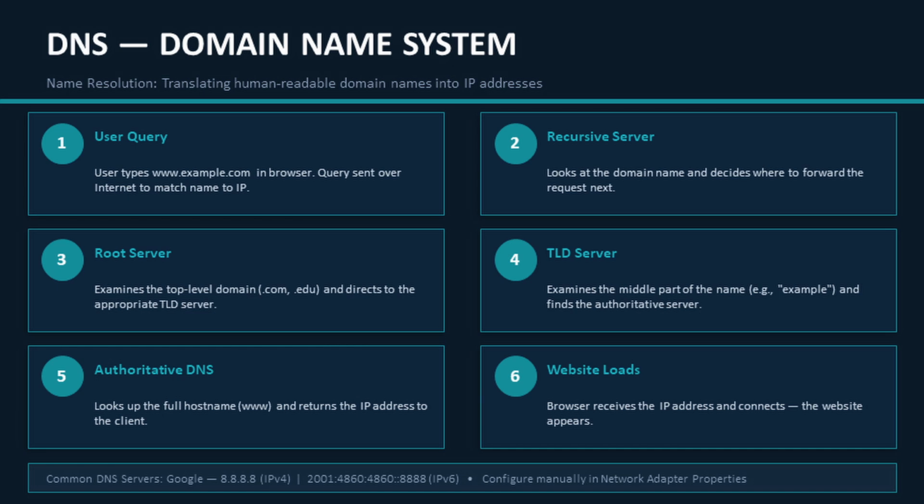Common DNS servers include Google's public servers at 8.8.8.8 for IPv4 and 2001:4860:4860::8888 for IPv6. You can configure custom DNS servers manually in your network adapter's properties.